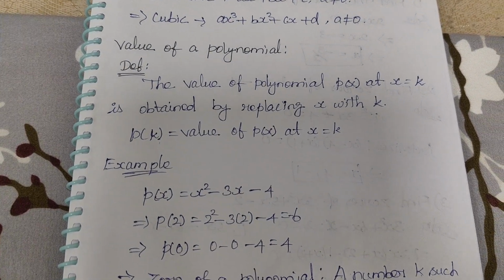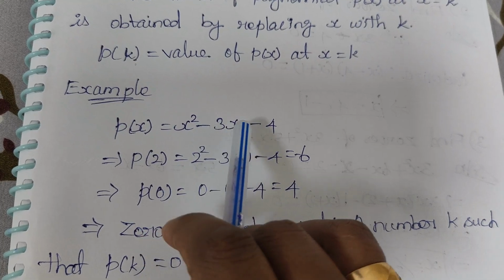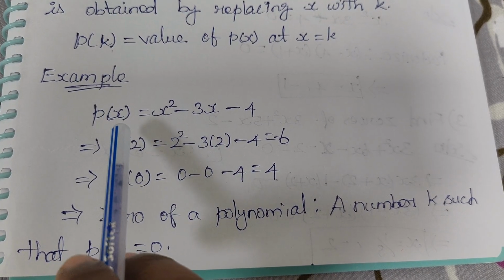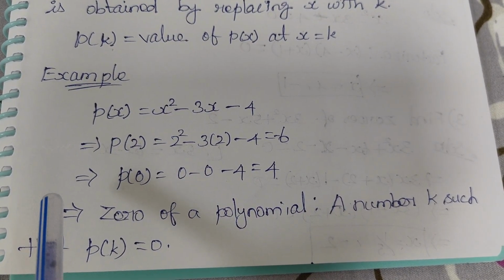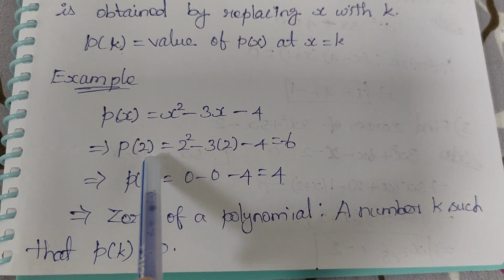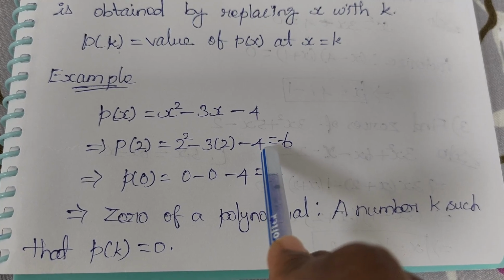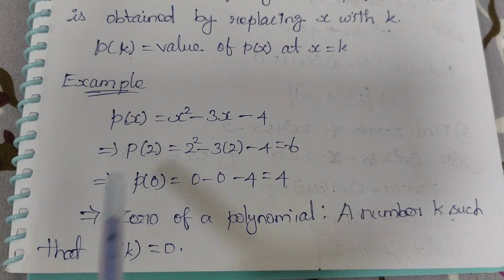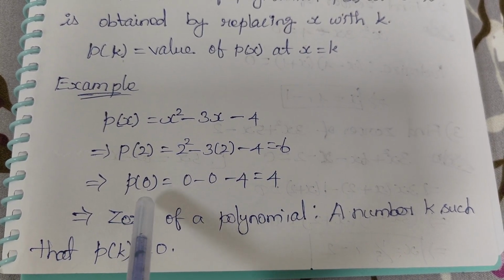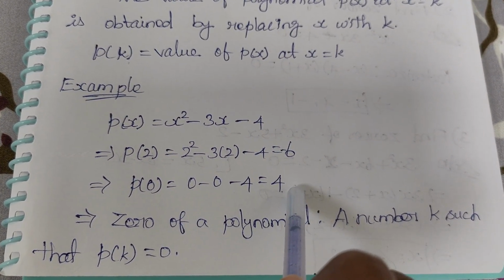Okay. See the example, p of x equal to x squared minus 3x minus 4. We put x equal to 2. Okay. So p of 2 equals 2 squared minus 3 times 2 minus 4. It's equal to minus 6. And then substitute x equal to 0. So p of 0 equals 0 minus 4, equals minus 4.